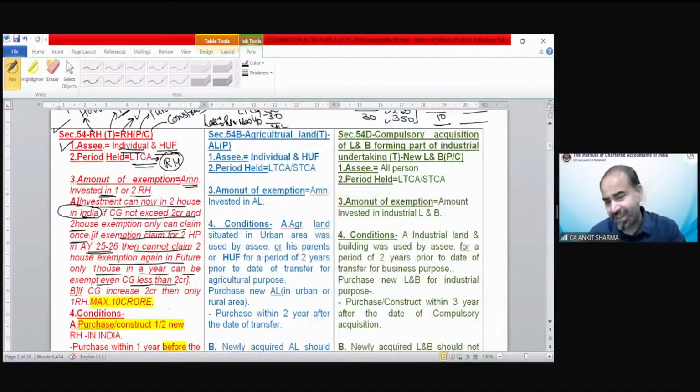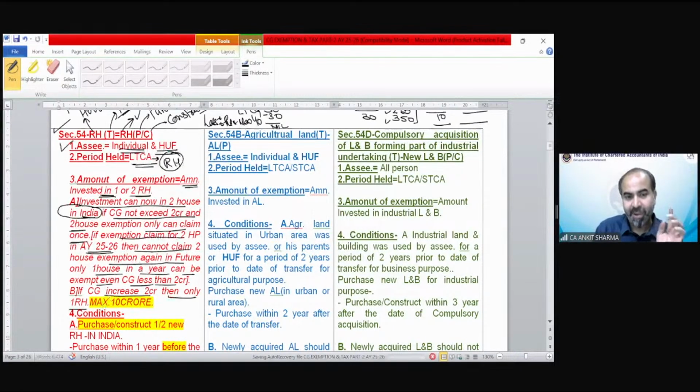The restriction does not end here. If capital gain exceeds 2 crore, then only one residential house exemption, we know that. But there is an overall limit also. Maximum 10 crore exemption you can claim under this section, even for one house. This 10 crore limit will not be applicable for two houses, because if the gain exceeds 2 crore, you can only claim exemption of one house. We have multiple examples of this exemption. Do not worry, we will discuss all examples so that you will feel it is easy.